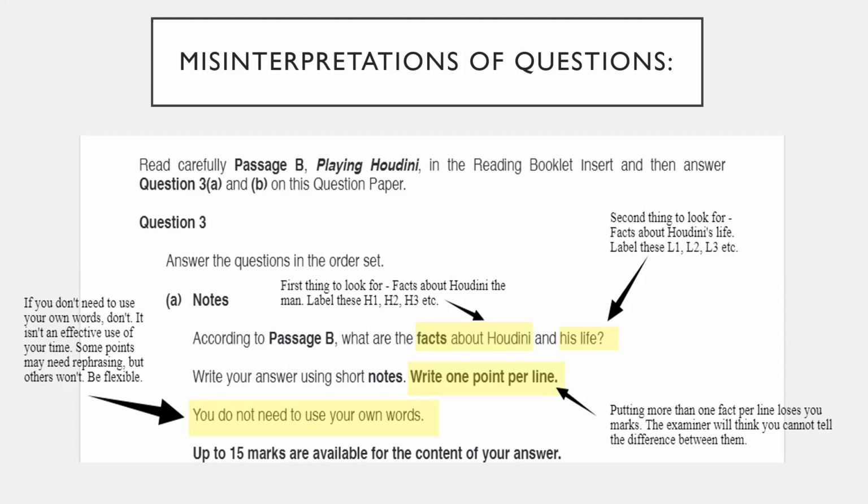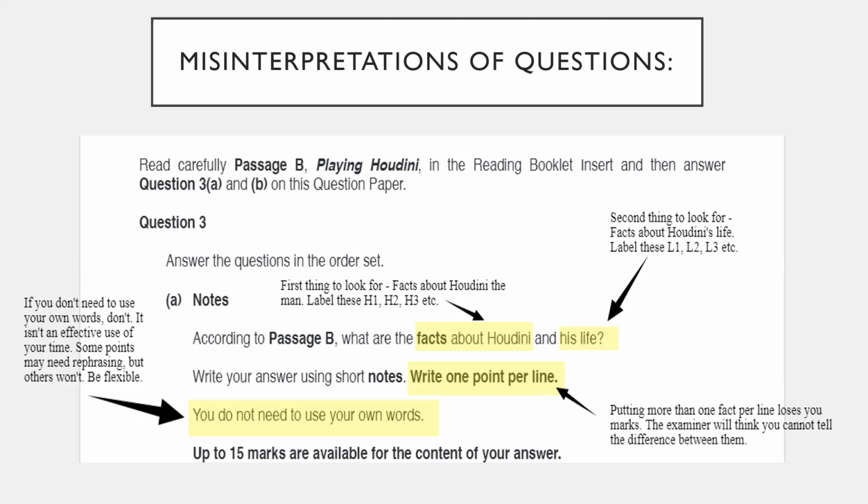Label these as H1, H2, H3 when you're going through the passage, so you know exactly what facts you want to include in your answer. Also, his life is highlighted here. That's the second thing you should look for. So the facts about his life, label these as L1, L2, L3, so you know that these are points to do with his life.